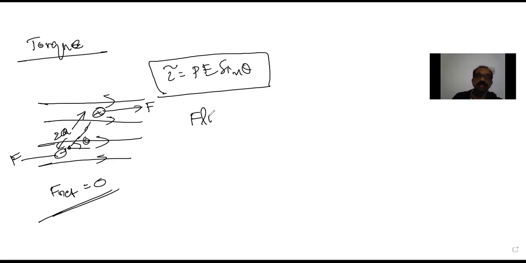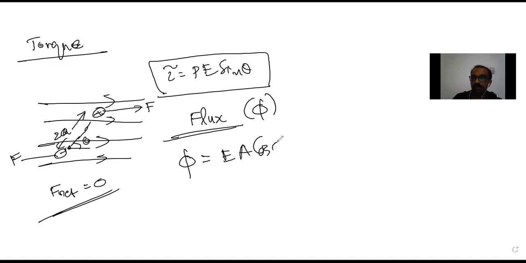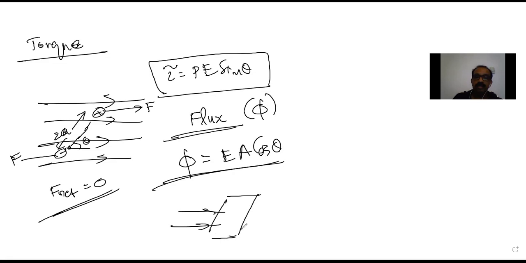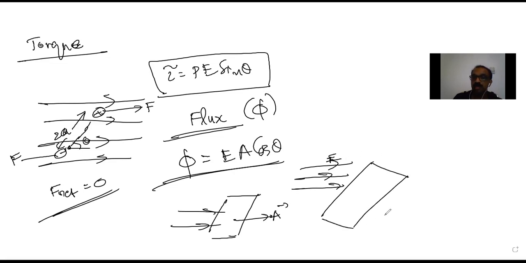Another term we have is electric flux, which is represented by phi. Flux is given by the equation phi equals EA cos theta, where E is the strength of the electric field and A is the area vector, which is the vector normal to the surface. Maybe if the surface is like this, then the electric field is in this way, and the area vector will be like this. So the angle between the area vector and the electric field vector is theta. So we have the equation electric flux phi equals EA cos theta.